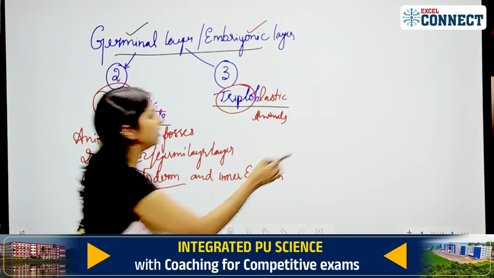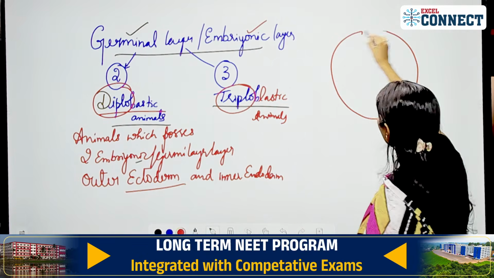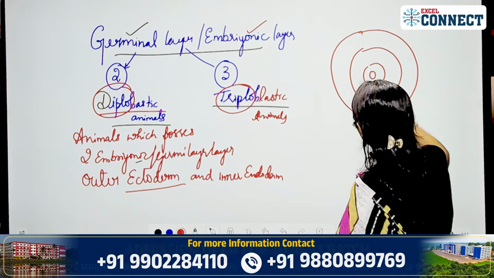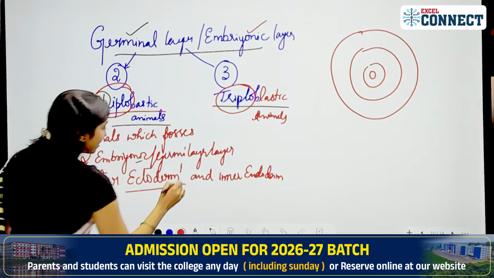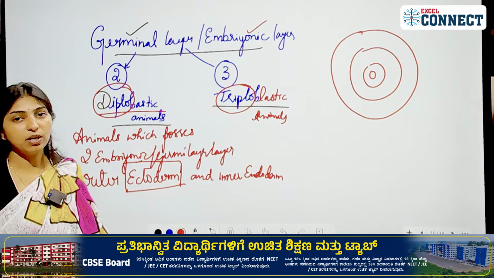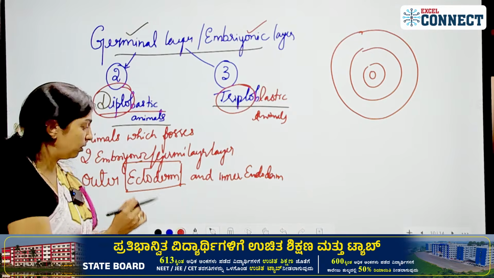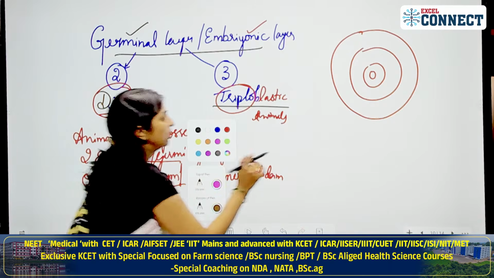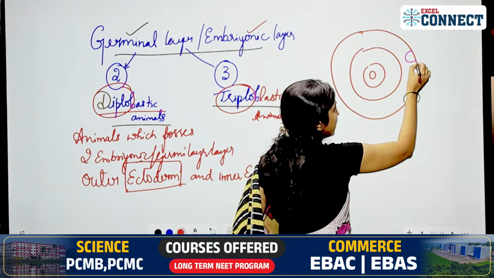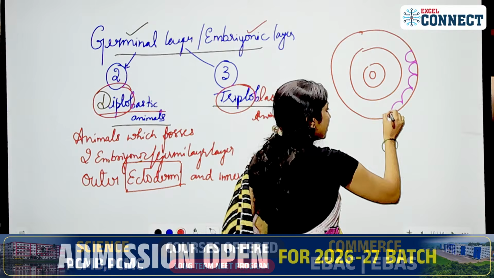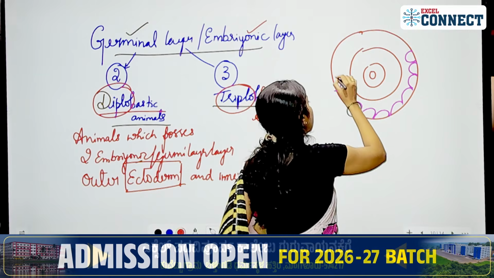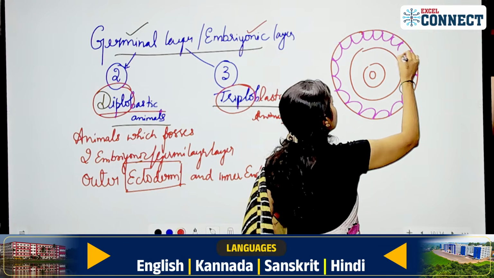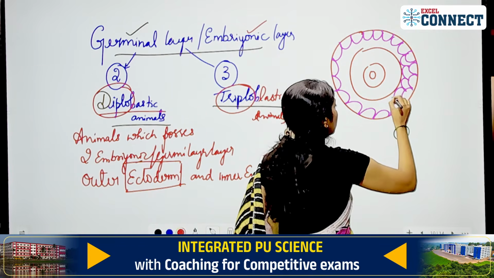I'll draw the diagram here. If this is the arrangement. Okay, I have told you it has the outer layer called ectoderm. Which is the outer layer? Ectoderm. So here if I take this as the outer layer, here there are cells, correct? Consider these as cells. And what is this layer called? What is it called?